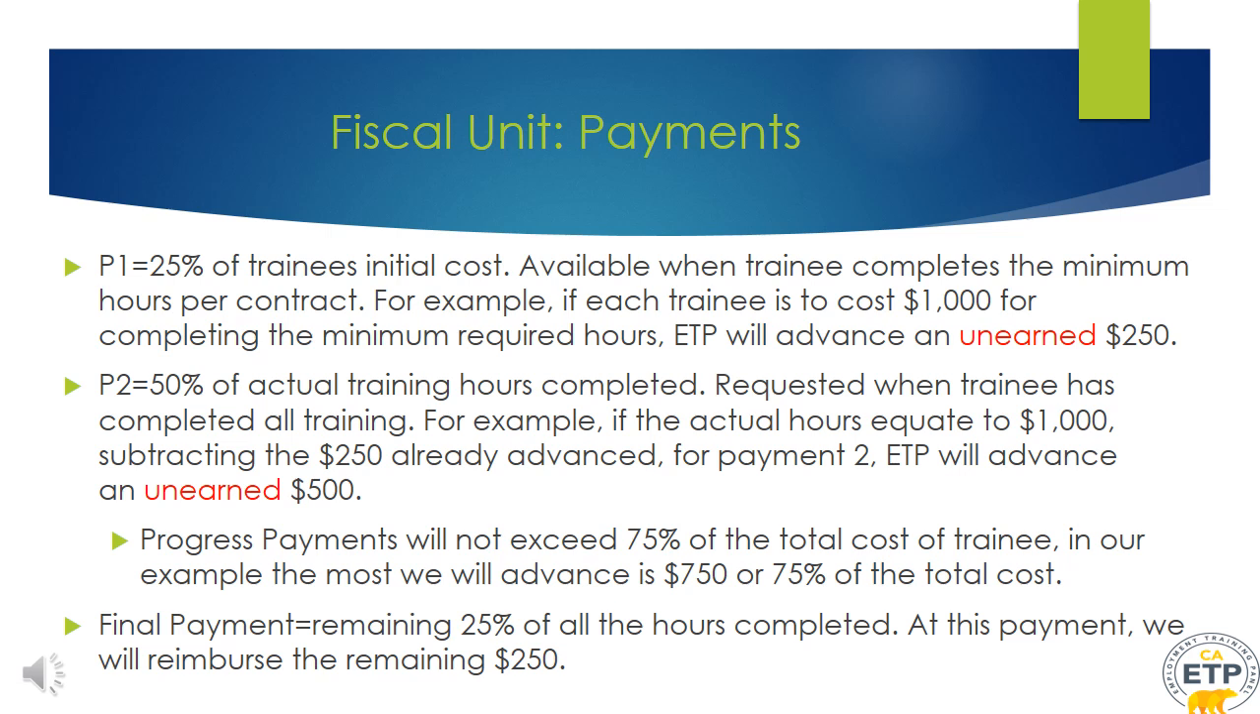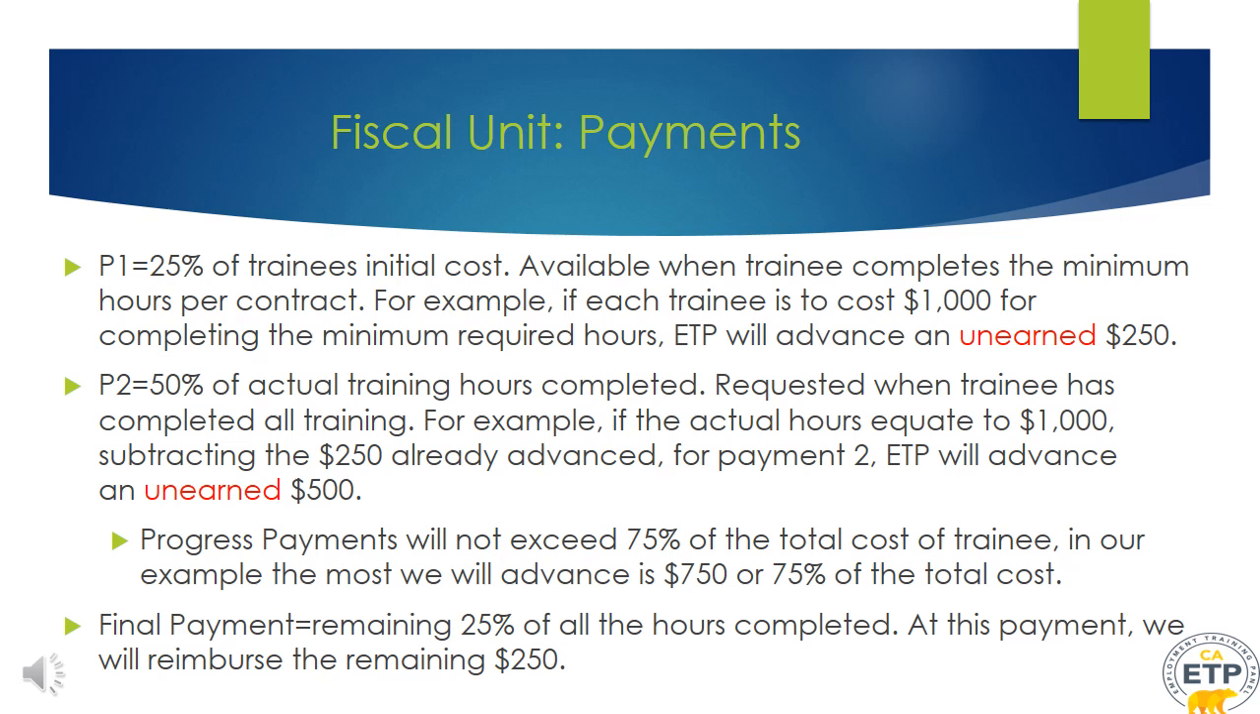This is a very helpful slide when it comes to payments and how we calculate your payments. ETP has 3 payments per trainee: Payment 1, Payment 2, and a final payment. If you ever have a question on how we calculated your Payment 1 and what Payment 1 means, come to this slide. It'll give you a good example of how we calculated your Payment 1, as well as your Payment 2, and then also your final payment.